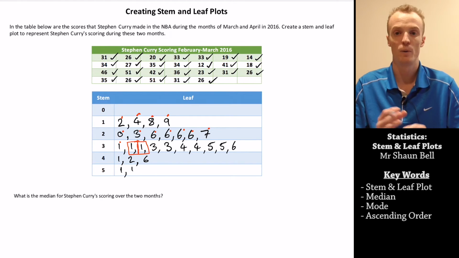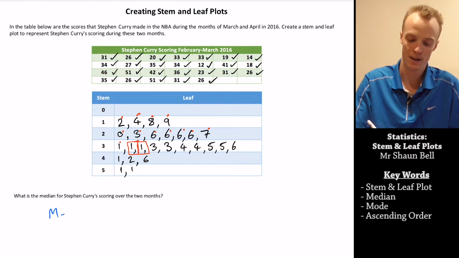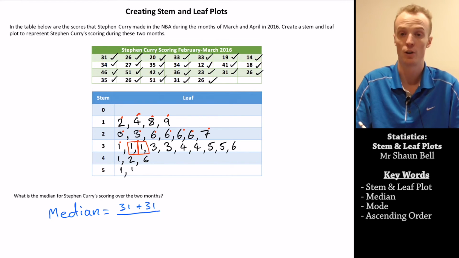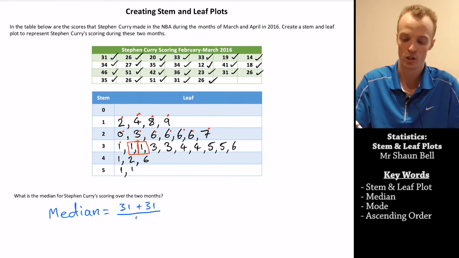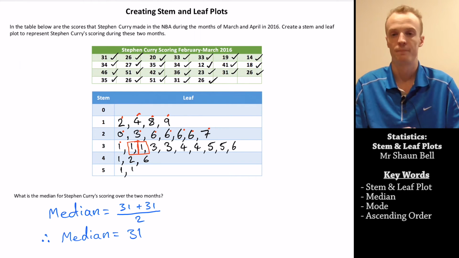So to find the median when there's two data points, I average them. So the median is going to be equal to 31 plus 31, and because I'm averaging, I divide by the total number of data values, which is 2. So therefore, the median in this data is equal to 31. And that is how we can create and use a stem and leaf plot.